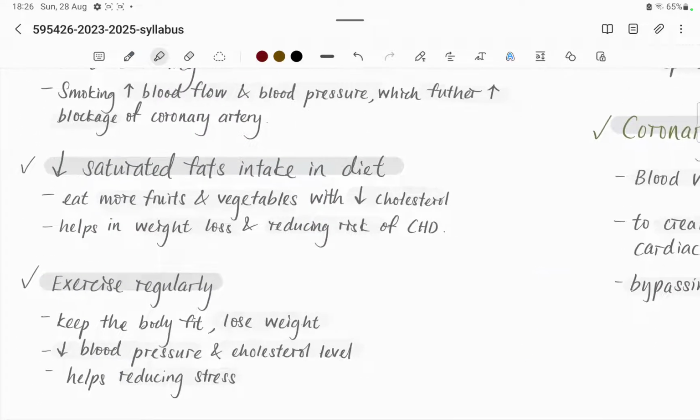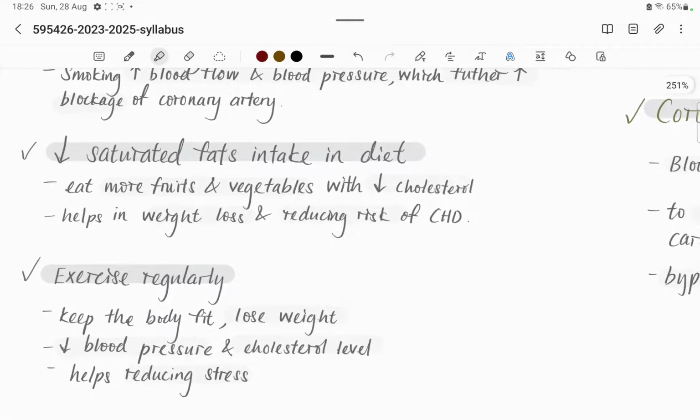Secondly, decreasing the saturated fats intake in your diet. So how? You can eat more fruits and vegetables because they have lower cholesterol. And eating fruits and vegetables will also help in weight loss and reducing the risk of CHD. Okay, lastly, exercise regularly. This is to keep your body fit and help in losing weight, and this will also reduce your blood pressure and cholesterol level, as well as reduce stress.